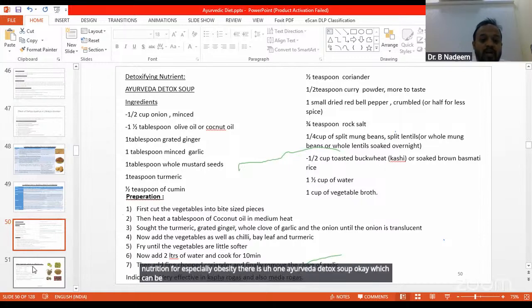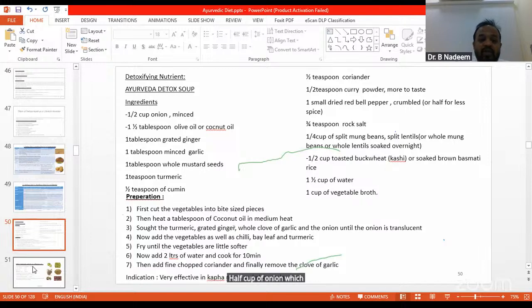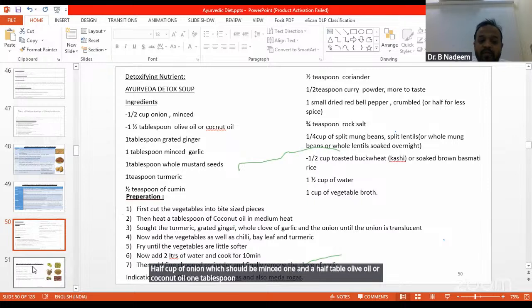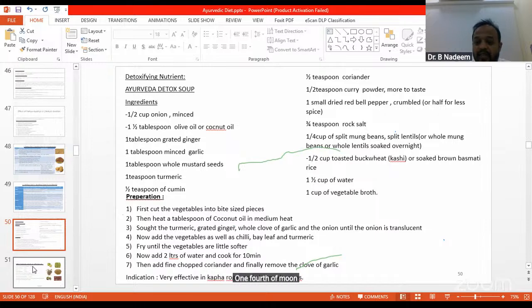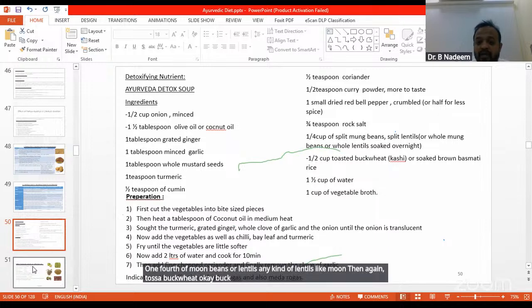be taken also, which is half cup of onion, minced, 1.5 tablespoons olive oil or coconut oil, 1 tablespoon grated ginger, 1 tablespoon minced garlic, 1 tablespoon whole mustard, 1 teaspoon turmeric, half teaspoon cumin, half teaspoon coriander, half teaspoon curry powder, and red bell pepper, then 3/4 teaspoon rock salt, 1/4 cup mung beans or lentils, any kind of lentils like mung. Then again toast of buckwheat. Okay, buckwheat is good, or any kind of rice can also be taken, and 1.5 cups of water and 1 cup of vegetable broth.